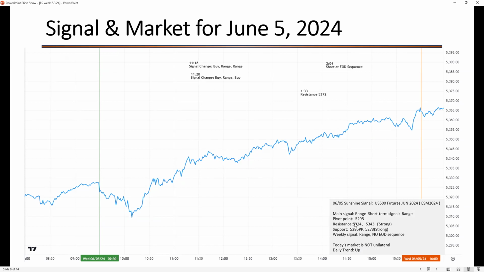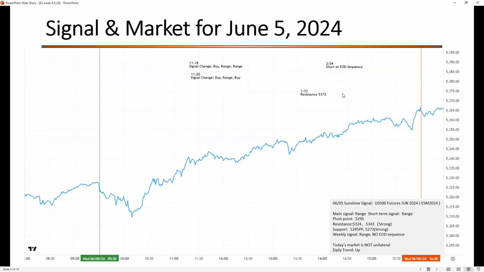And actually, often when you see the two quick signal upgrades in a bull market, the pullback tends to be shallow and it just tends to go up. So here it went up. And then in the afternoon, we have a resistance level here and a short EOD sequence.